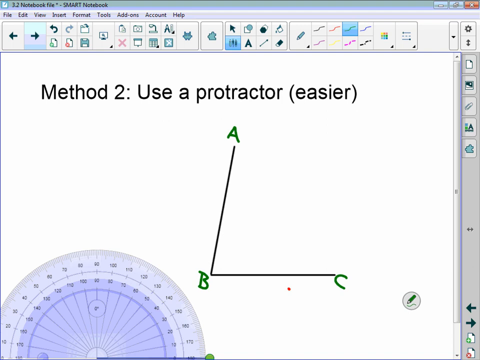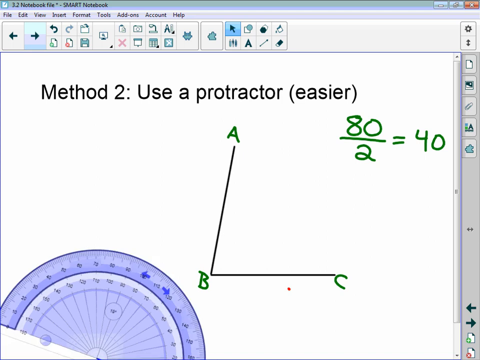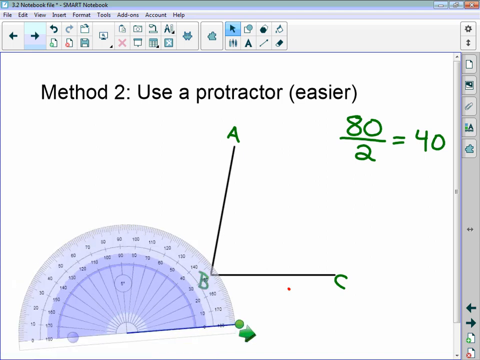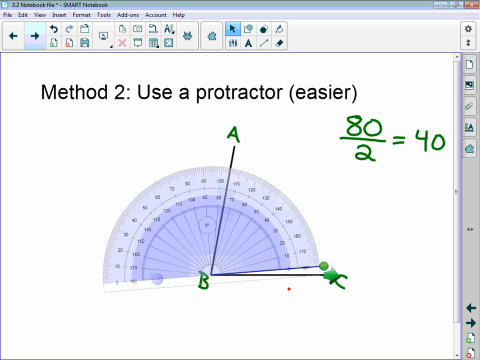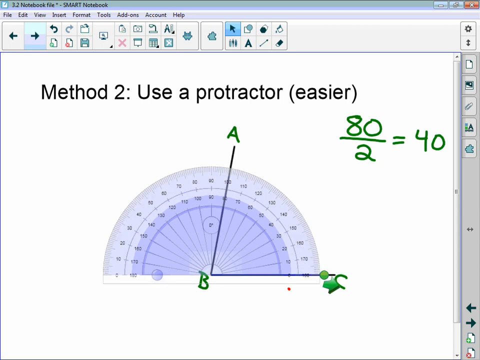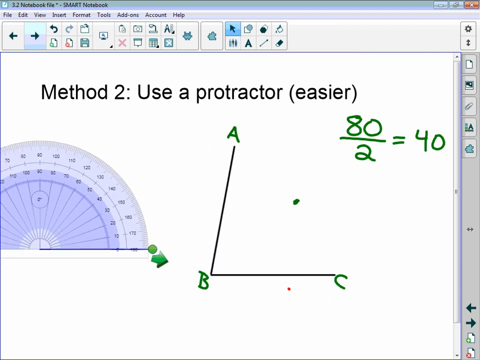If I wanted to split it in half and figure out what half of that is, bisect it, I'd be dividing by 2. So 80 divided by 2 is equal to 40. And so my bisecting line should be at 40 degrees. So I'm going to move my protractor back up, put it back in line. I'm going to find where 40 degrees is. So 40 degrees is right here. Remember, I'm not looking at the outside measurements because I'm going from where the 0 is along that line. So that's at 40.